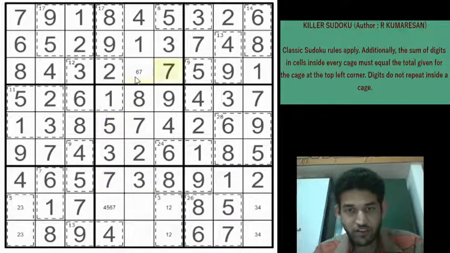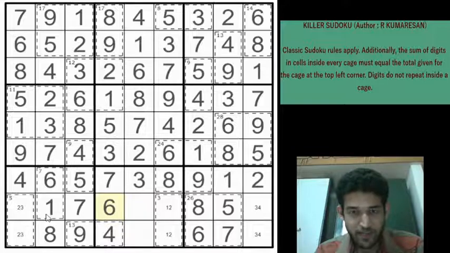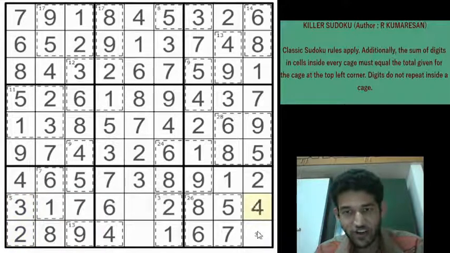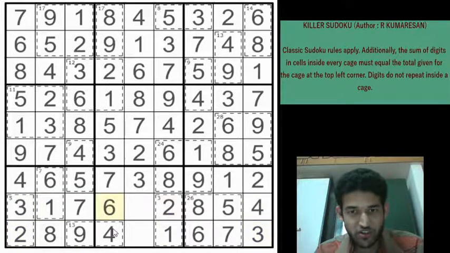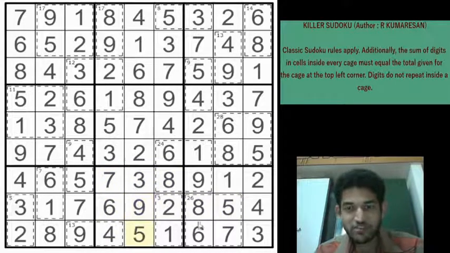And this 7 gives a 7 here, 6 here. And this would have to be a 6 now. And this one gives a 1 here, a 2 here. And because of this 2, we get a 3 here, a 2 here. And because of this 3, we get a 4 here, a 3 here. And 1, 2, 4, 6, 3, 7, 8 have been filled. Remaining digits are 5 and 9. So 5 can't be here. So this will be a 9 and this will be a 5.